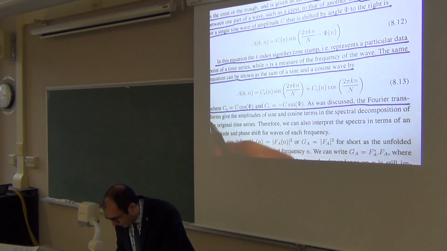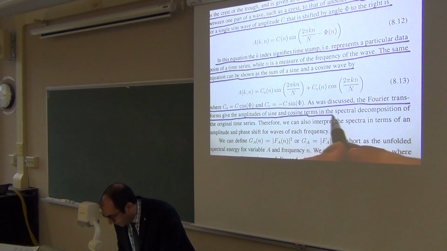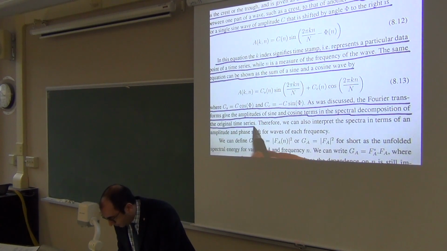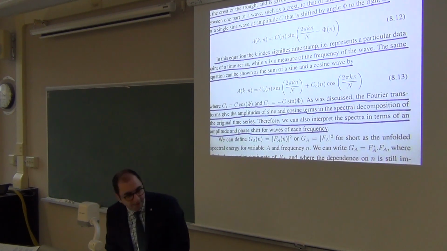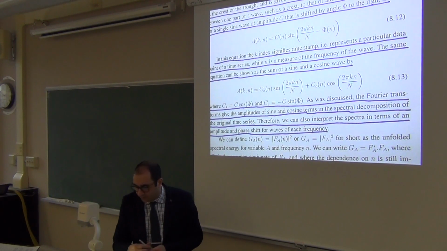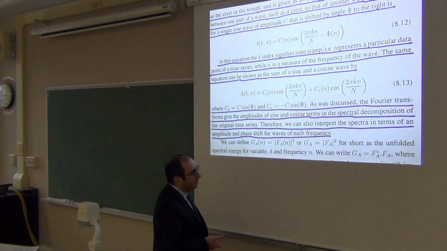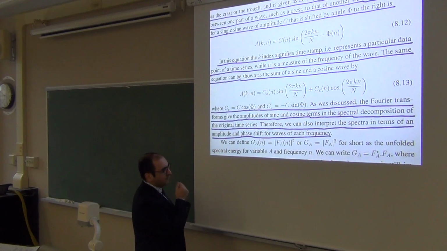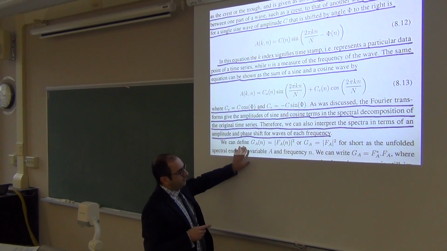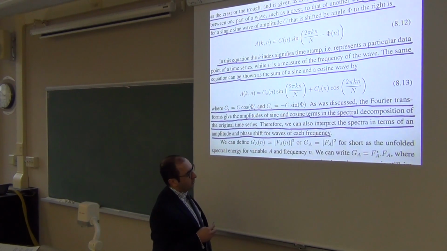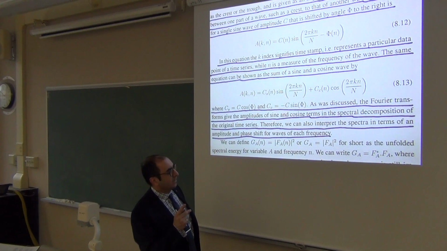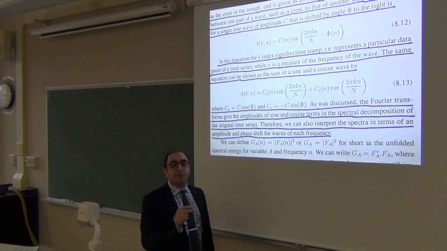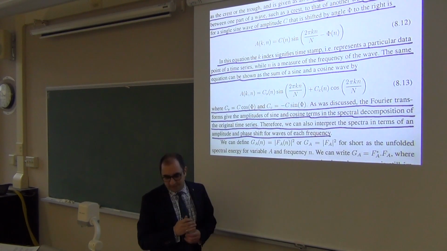The Fourier transform gives the amplitude of sine and cosine terms in the spectral decomposition of the original time series. Therefore, we can also interpret the spectra in terms of amplitude and phase shift. Now I'm saying something even more profound and deeper. Fourier transform not only tells you the strength between different waves in there, i.e. the amplitudes of different waves at different frequencies, but it also tells you if some of those waves are shifted with the other waves, especially if you're looking at two components of fluctuations. If you're looking at two waves, then Fourier transform also tells you something about the shift in the phase between the two waves.